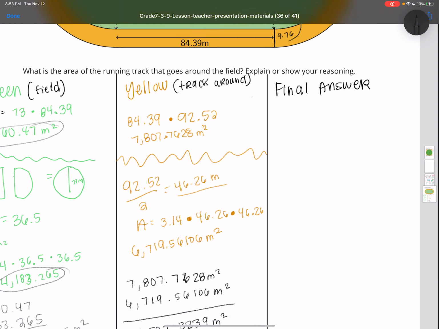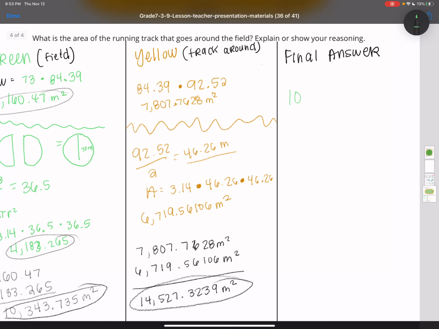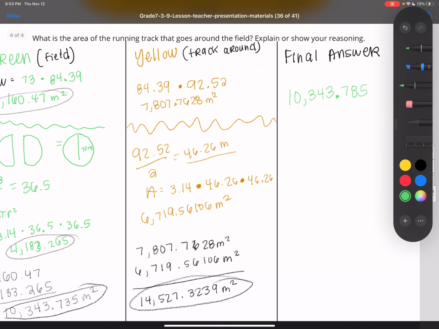So now it wants us to figure out, well, what is just the area of this small little yellow part? We did all that work to figure out what's just the area of the running track. Now, here's what you guys can do. You can take both of these areas, and right here, this is what I'm talking about. And now I'm writing in green the area of the field, so you guys know. 10,343 and 785 thousandths. Okay. Now we're subtracting, so I should have put my bigger number on top.